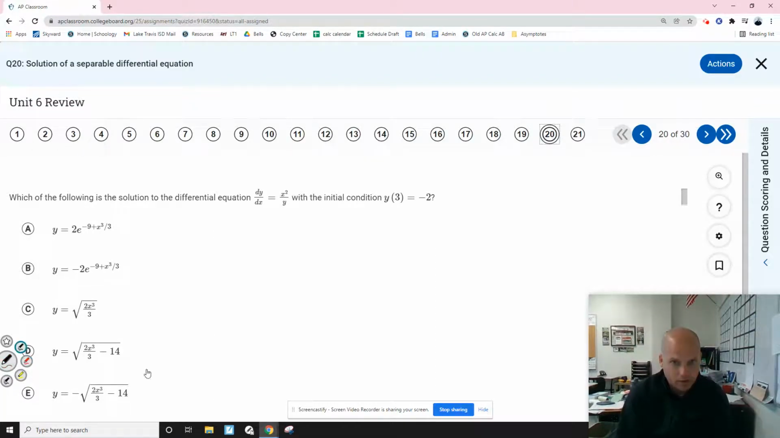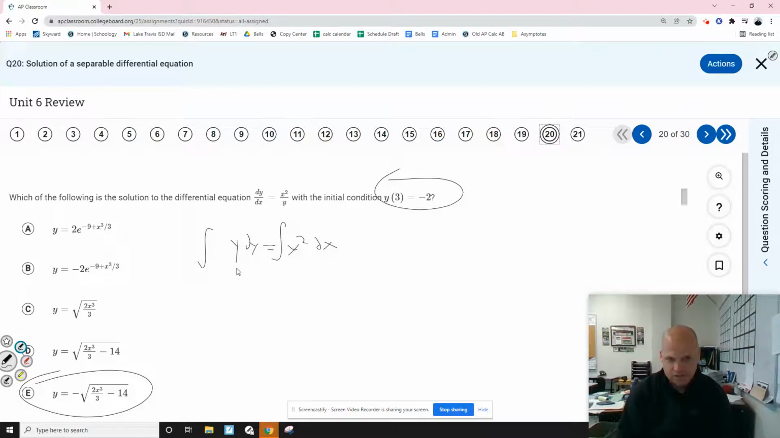Oh, same one. Y of 3 is negative 2. I see both of these answers. I'm going straight to E, because I've done this before. Watch. y dy equals x squared dx. I don't see another negative anywhere. Antiderivative. Oh, does it have e's? No, the antiderivative of y is just y squared times a half. Antiderivative of x squared is 1/3 x cubed.